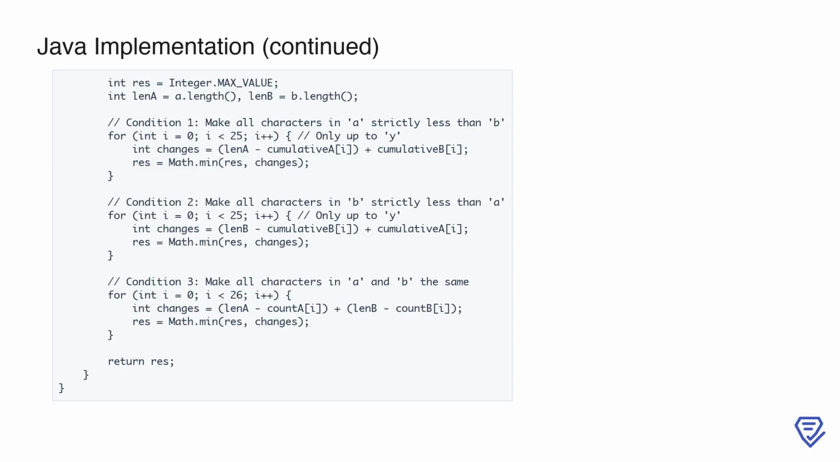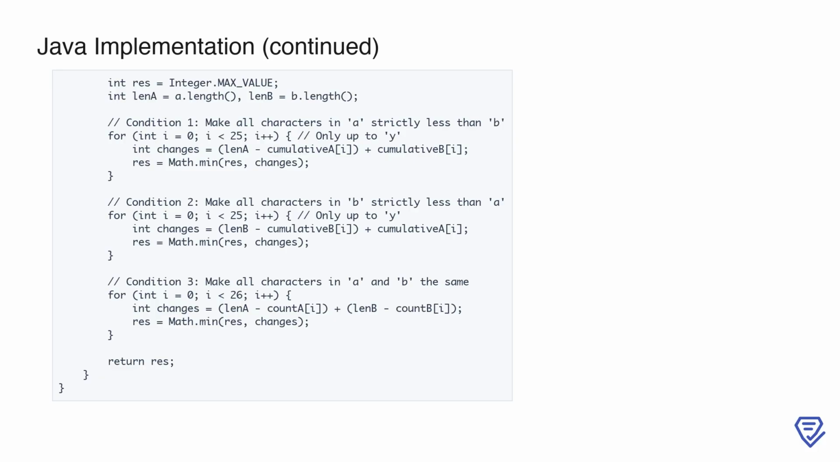Now that we have our frequency and cumulative arrays, we initialize the variable res to store the minimum number of changes, setting it to Integer.MAX_VALUE as a starting point. We also calculate the lengths of strings A and B for convenience. The first condition checks if all characters in A can be made strictly less than all characters in B. To achieve this, we iterate up to the second to last letter in the alphabet, summing the changes needed to reduce characters in A beyond the current character and increase characters in B up to the current character. We update res with the minimum value found.